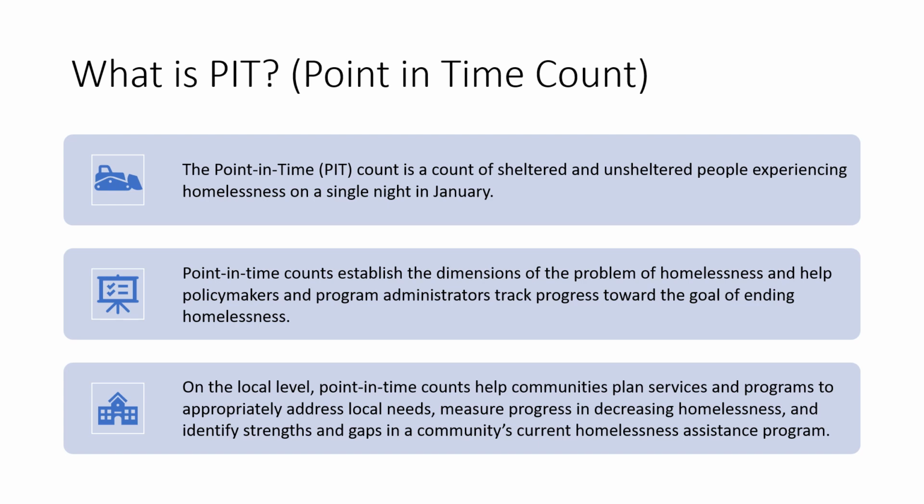HUD uses information from the local point-in-time counts, among other data sources, in the congressionally mandated annual homeless assessment report to Congress. This report is meant to inform Congress about the number of people experiencing homelessness in the U.S. and the effectiveness of HUD's programs and policies in decreasing those numbers. On the local level, point-in-time counts help communities plan services and programs to appropriately address local needs, measure progress in decreasing homelessness, and identify strengths and gaps in a community's current homelessness assistance program.